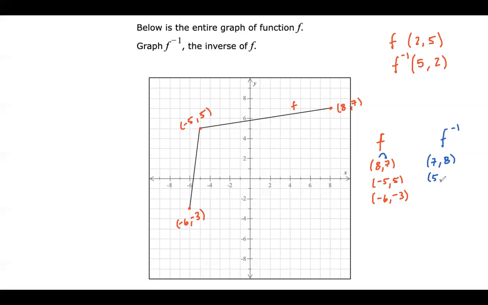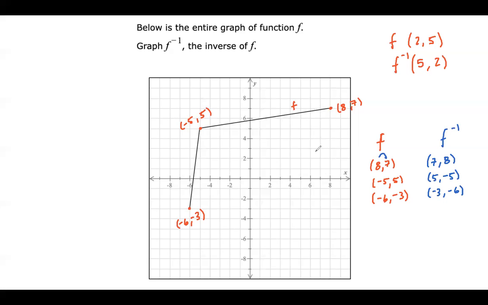So that's 5, -5, and -3, -6. If you plot those points, you will end up with a reflection of this graph over the line y = x. So let's see what happens.